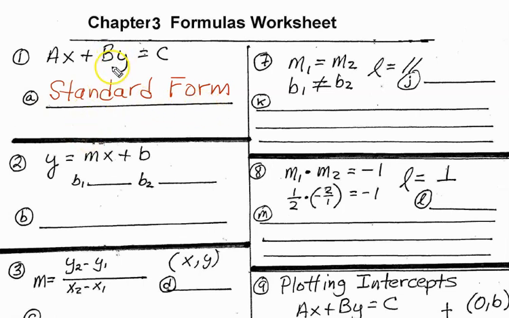Now, here we see the letter y. If we solve what's there for the letter y, it ends up looking like this, where the letter m refers to the slope. That's the letter m. And the letter b refers to the y-intercept.